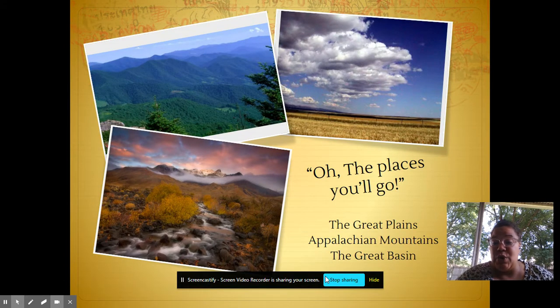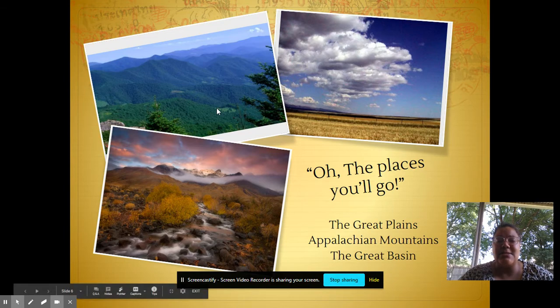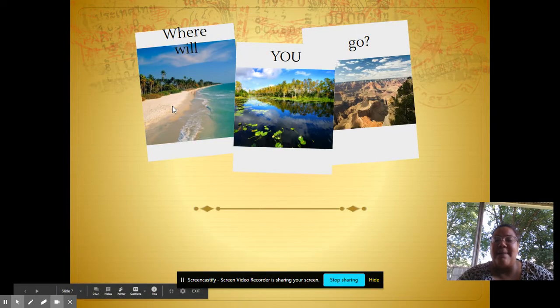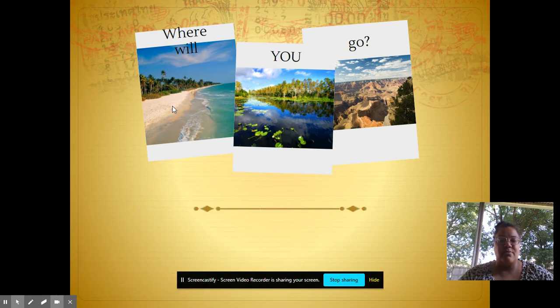All the places you will go: the Great Plains, the Appalachians, and the Great Basin. So, where will you go? So there are plenty of places around the world that we would like to journey to. I know that I've been to a lot of places in the United States, and I would love to go and visit in Colorado and visit where it's cold and in the mountains.